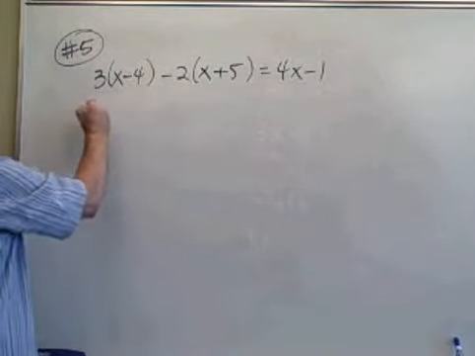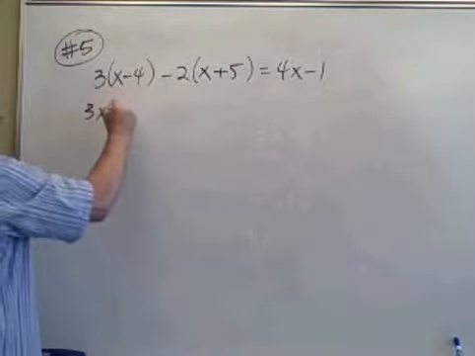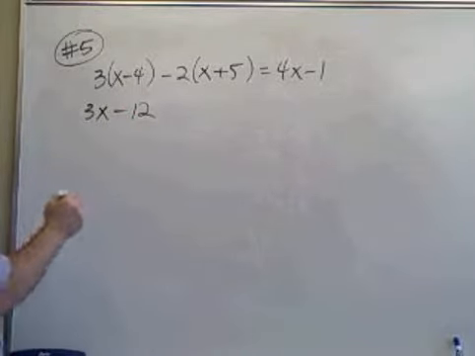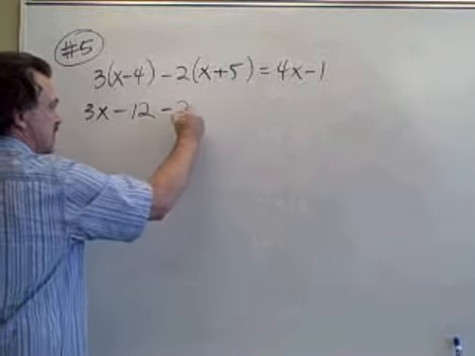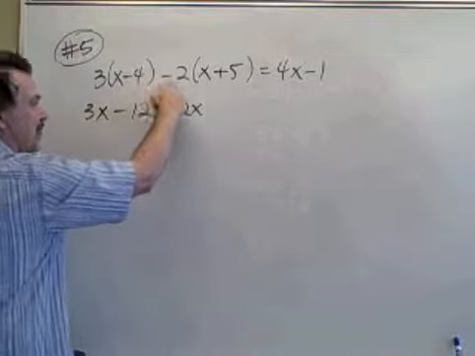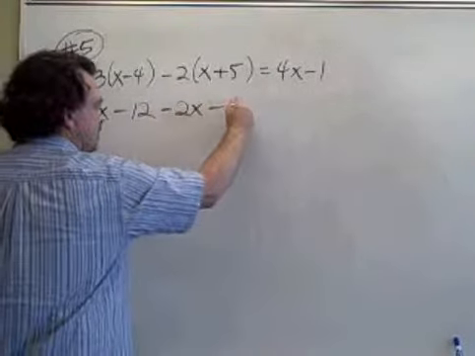3 times x gives 3x. 3 times minus 4 is minus 12. Minus 2 times x is minus 2x. Minus 2 times plus 5 is minus 10.